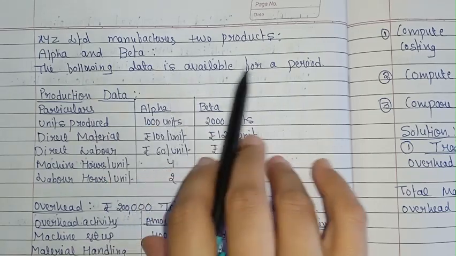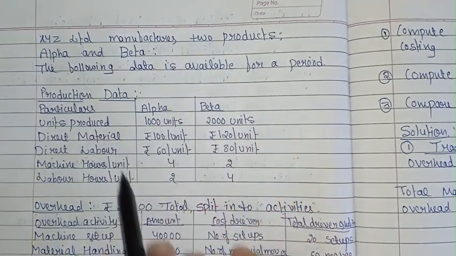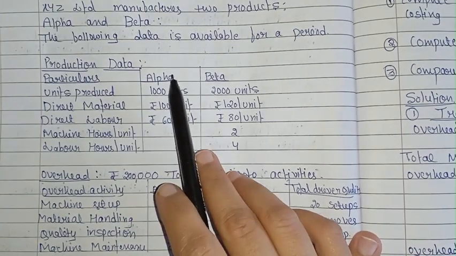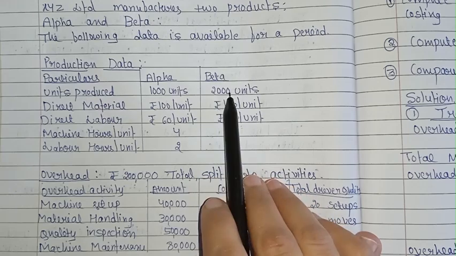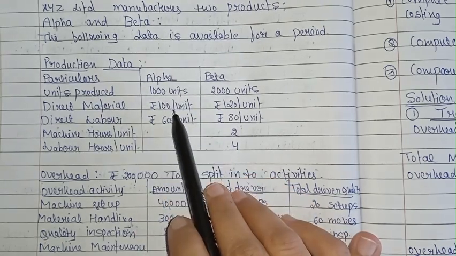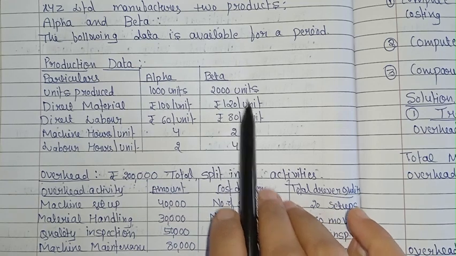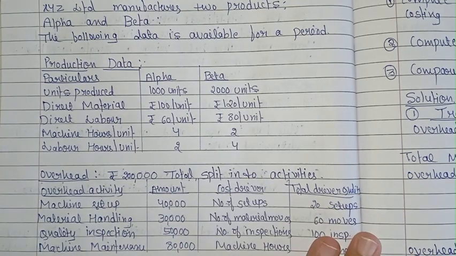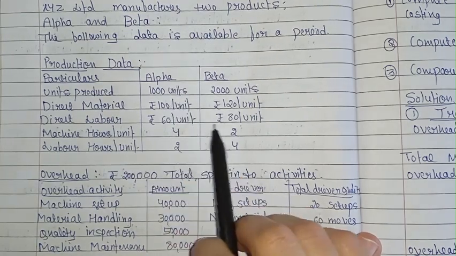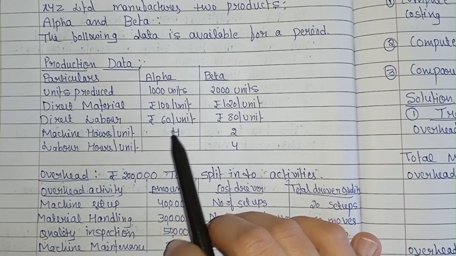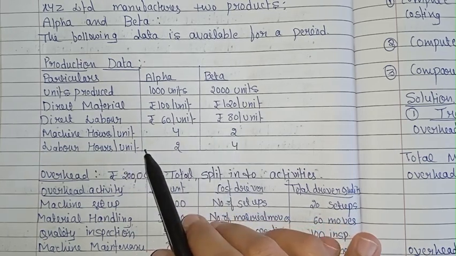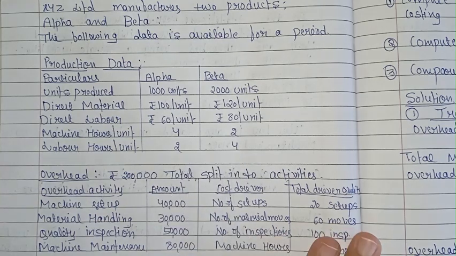The following data is available for a period. These are the production data. Units produced: for alpha 1000 units, for beta 2000 units. Direct materials are rupees 100 per unit for alpha and rupees 120 per unit for beta. Right? And next one, direct labor is rupees 60 per unit for alpha and rupees 80 per unit for beta. Like that, machine hours per unit are 4 and 2, and labor hours per unit are 2 and 4.